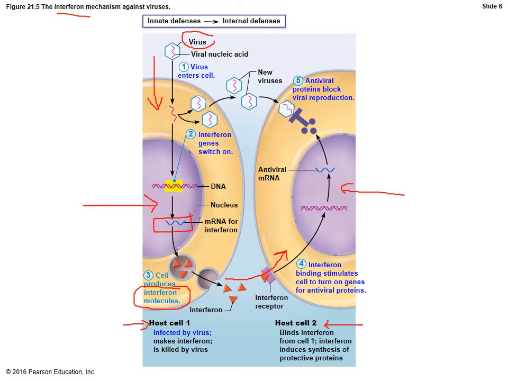so all the cells that are nearby, and will allow the cell to process antiviral mRNA, and at the end be able to produce different antiviral proteins that will either block the virus from entering into the cell, or it will inhibit the viral reproduction. Either way, it will give the neighboring cells, in our example, host cell number 2, it will give them a heads up, a warning that the viral particles are out there.